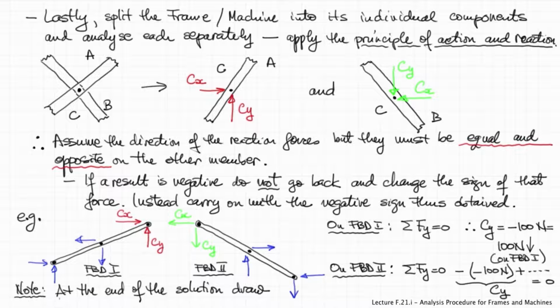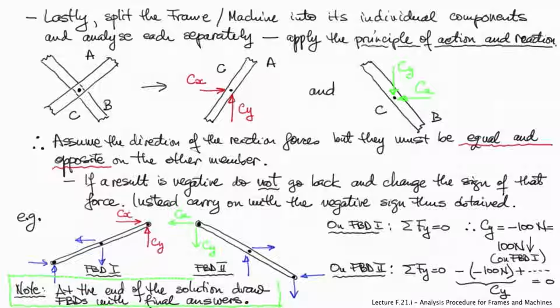Now, at the end of the solution though, you have to draw new free body diagrams of the members that were split, and on these free body diagrams you would have to draw the forces with the correct directions and correct magnitudes. And this will represent your final answer. You'll always have to end a question like that with free body diagrams of the members.